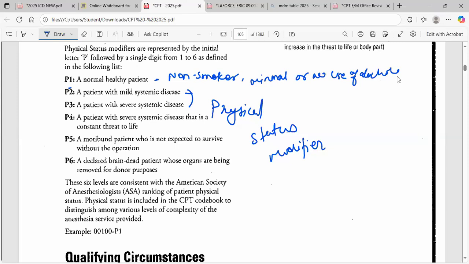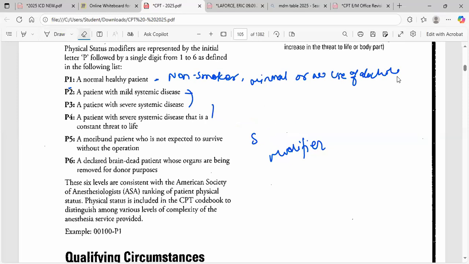Then we have patient with the mild systemic disease. Systemic diseases are those diseases which affect the whole body. So let's say patient having obesity or well controlled diabetes. These come under the mild systemic disease. So I'm going to mention a few examples here.